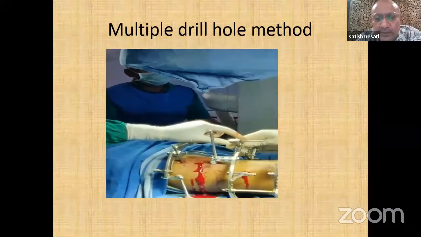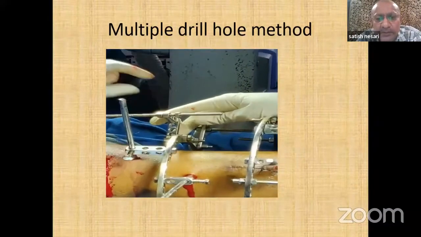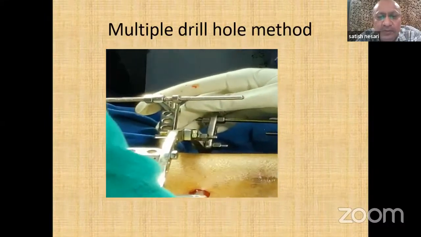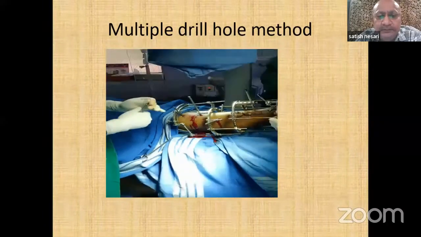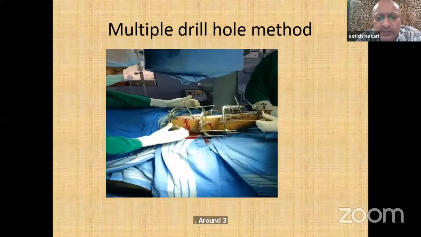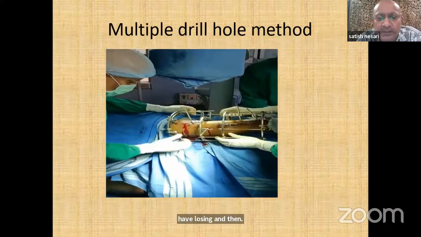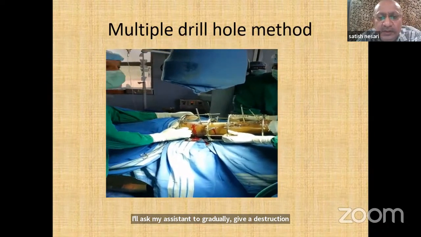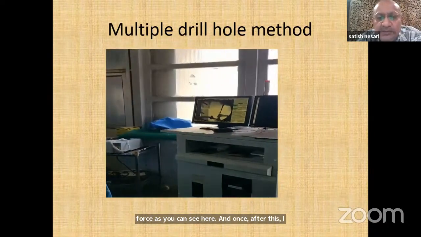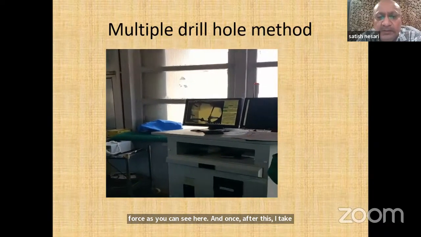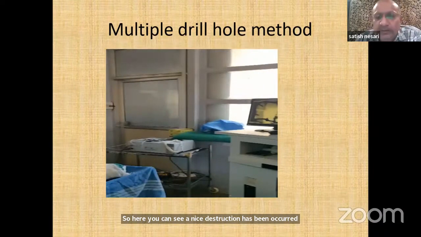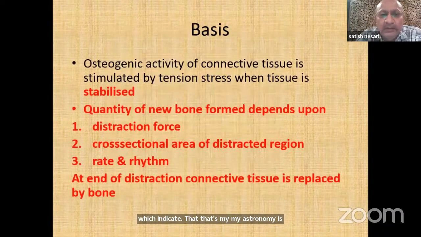How do we confirm whether the osteotomy is complete or not? Here I have loosened the outer side of the nut, around 3 to 4 mm, and then I ask my assistant to gradually give a distraction force, as you can see here. After this, I take a C-arm shot and look at it. Here you can see a nice distraction has occurred, which indicates that my osteotomy is complete.